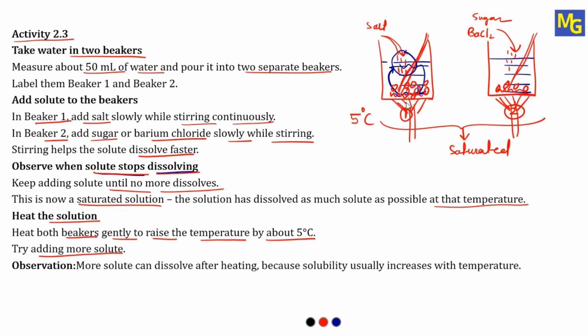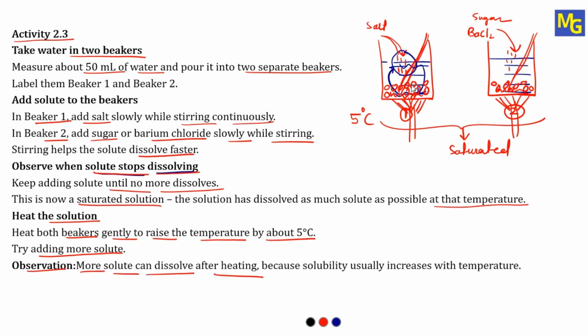When you heat these beakers, the salt which you have seen here, which is not dissolved, will start dissolving in beaker 1, and in beaker 2, the sugar which you can see at the bottom will also start dissolving, because you have increased the temperature. Now, what is the observation? More solute can dissolve after heating.